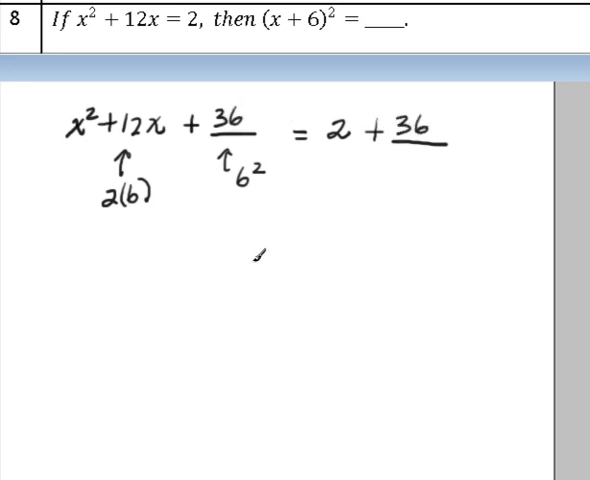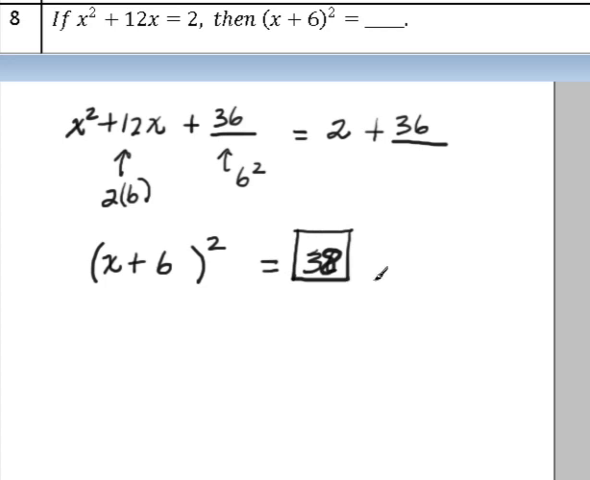All right, we do that so that the left-hand side is a perfect square and we can factor it. And this factors as x plus 6 times x plus 6, or x plus 6 squared. And on the right we have 38. All right, so that answers the question. We see that x plus 6 squared is equal to 38. So that's the answer, 38.